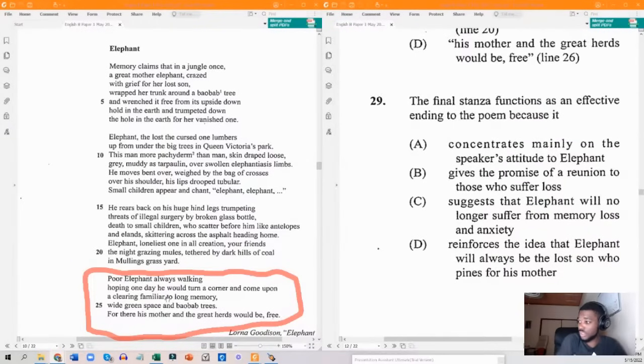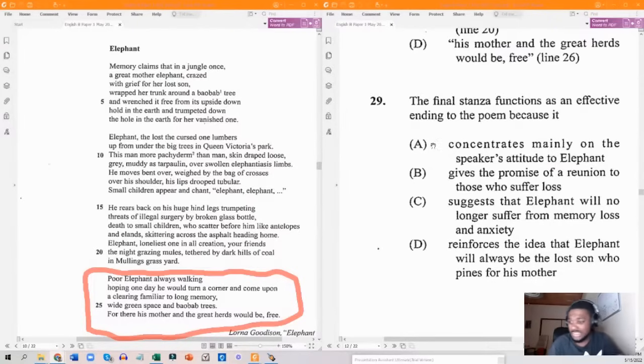Poor elephant, always walking, hoping one day he would turn a corner and come upon a clearing familiar to long memory. Wide green space and baobab trees, for there his mother and the great herds would be free. What is going on in this stanza, guys?